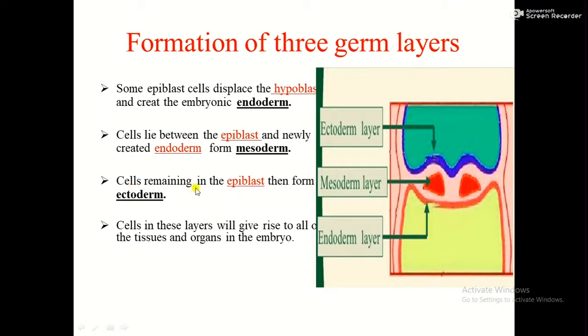So the cells remaining in the epiblast, they will form ectoderm. So these cells will give rise to all the tissues and organs in the embryo.